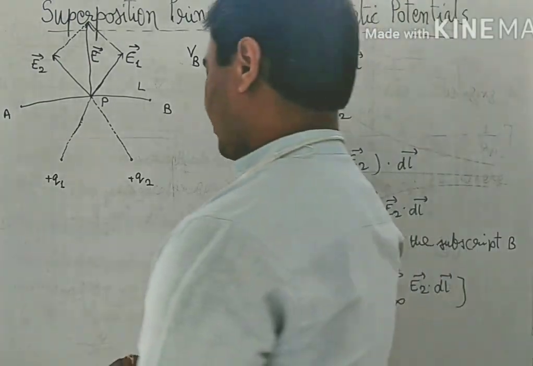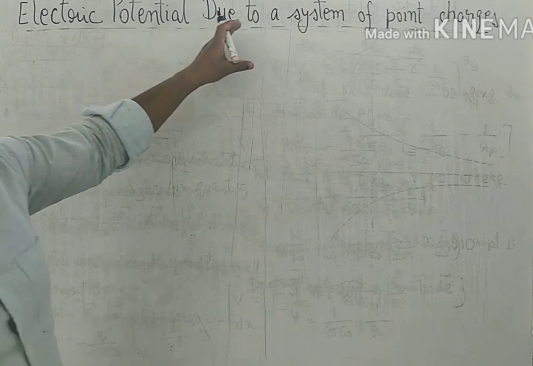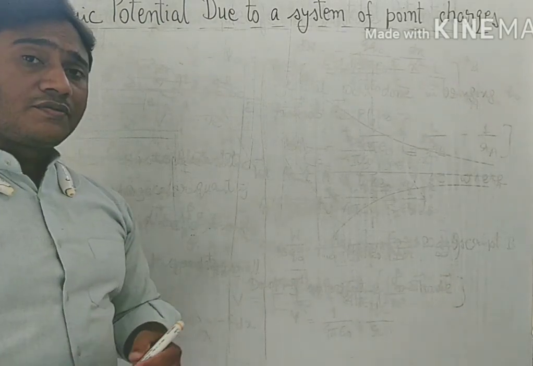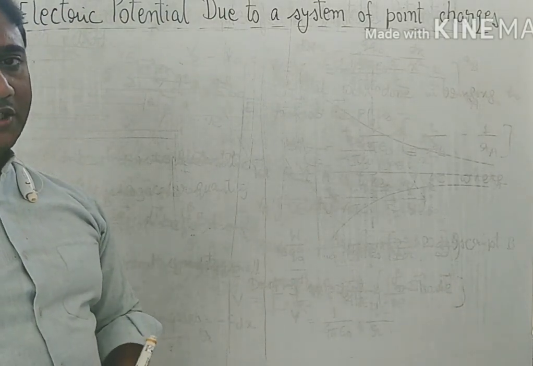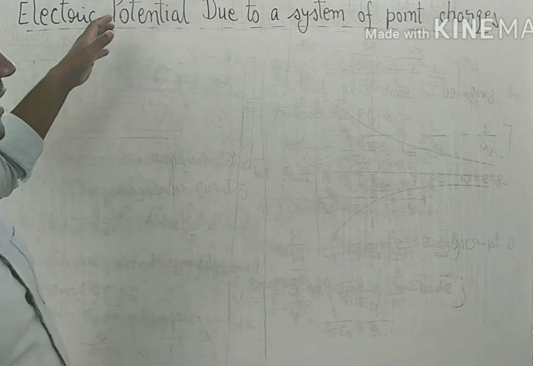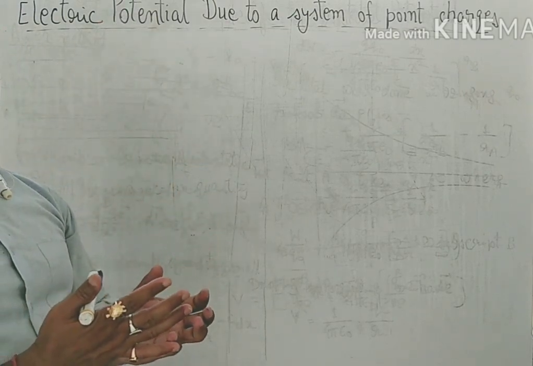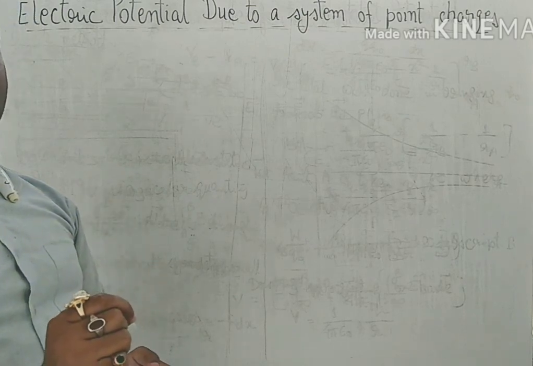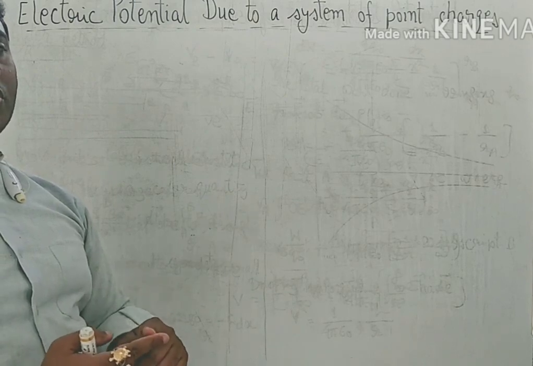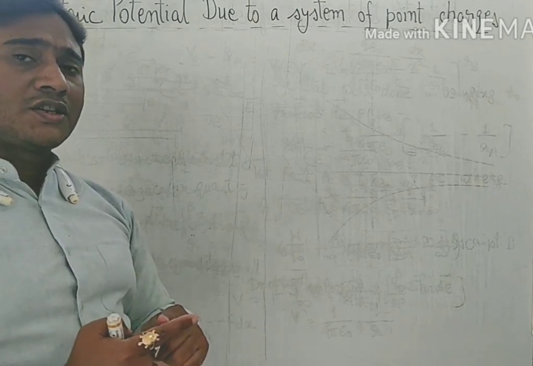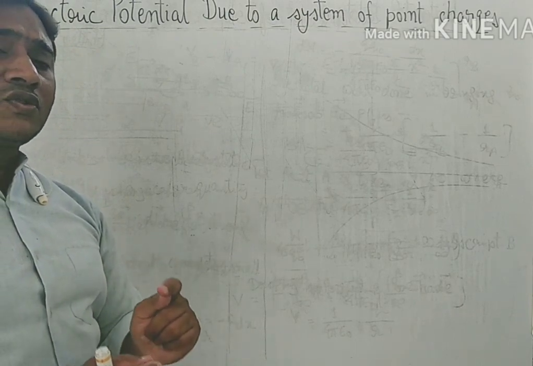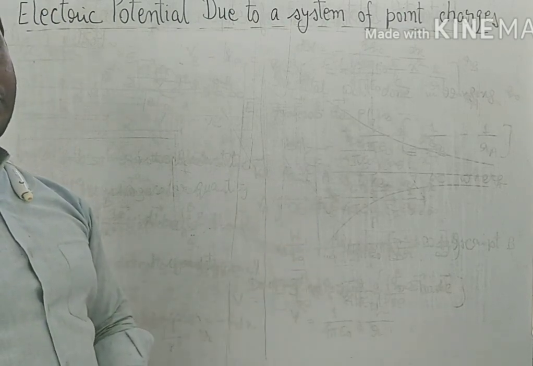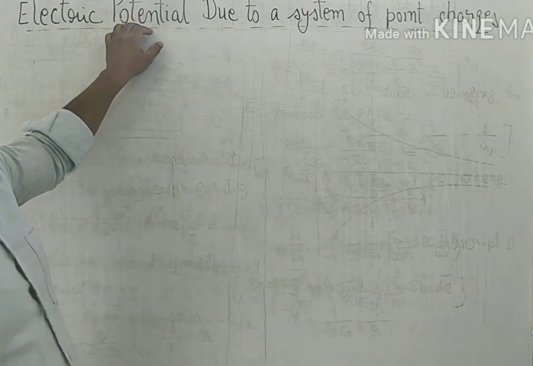So that's it. Let's have the next topic, electric potential due to a system of point charges. Here we'll have an assembly of n number of charges, and we will consider a single point and find the contribution of each and every charge forming the assembly in terms of electric potential at that point under consideration. That will be calculated under this topic.